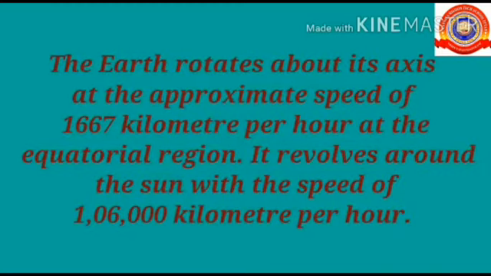The Earth rotates about its axis at the approximate speed of 1667 km per hour at the equatorial region. The equatorial region means the distance around the Earth at the equator. The Earth revolves around the Sun with the speed of 1,06,000 km per hour. So children, it is to realize that we are moving at a great speed even while sitting still at a place.